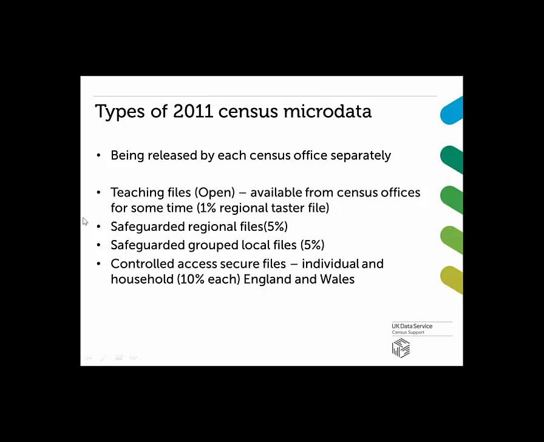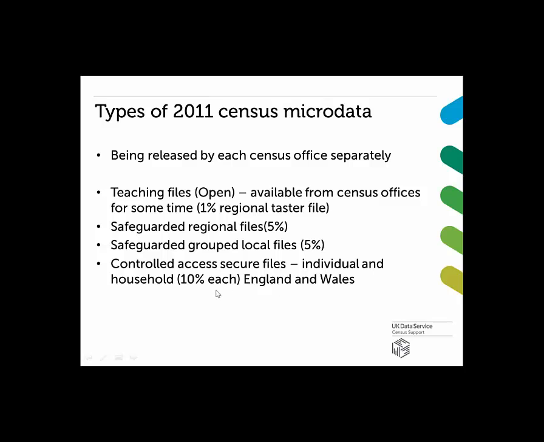So, the 2011 data were released separately by each census office, so we've got England and Wales, Scotland, and Northern Ireland separately. We have a 1% teaching file. We have two 5% files at the safeguarded level, one which has region in and slightly more information on socioeconomic characteristics, and one which has grouped local authorities. Any local authority that's got 120,000 people can stand on its own, otherwise it will be merged with a neighbour, and that's another 5% file. Slightly less socioeconomic detail to trade off against the extra geography.